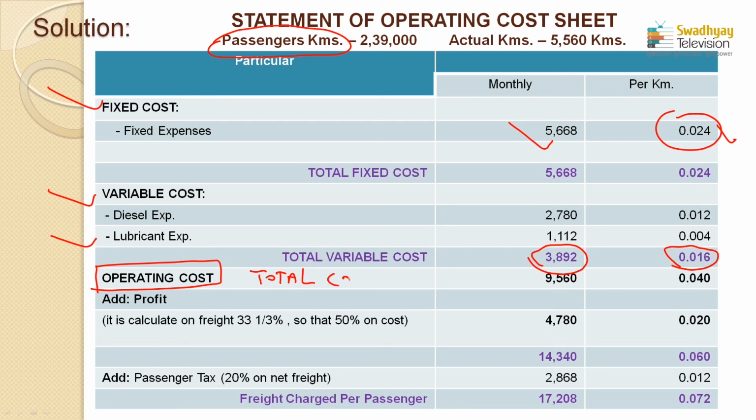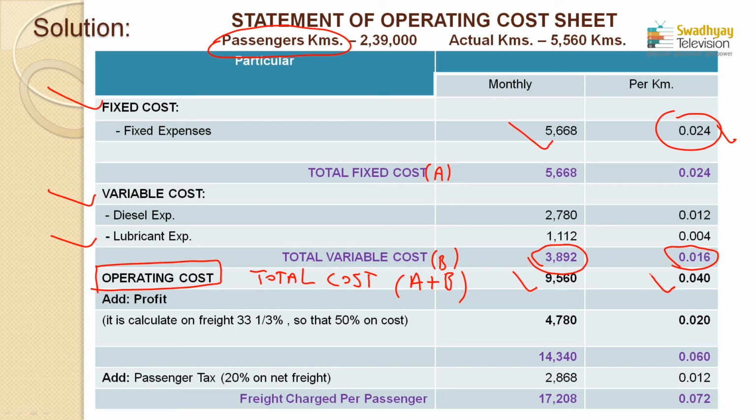Operating cost, why use the word? Because ultimately we are preparing a statement of operating cost, and that is why we write here it is operating cost. The total amount of operating cost, it means if you say this is A and this is B, so operating cost is A plus B, total fixed cost plus total variable cost, 9,560 rupees. That is your total operating cost.